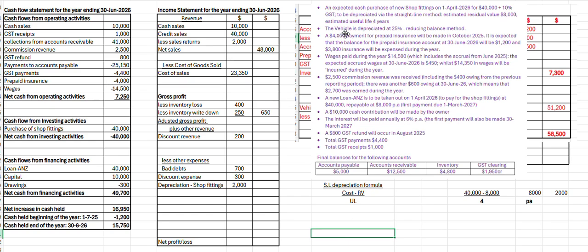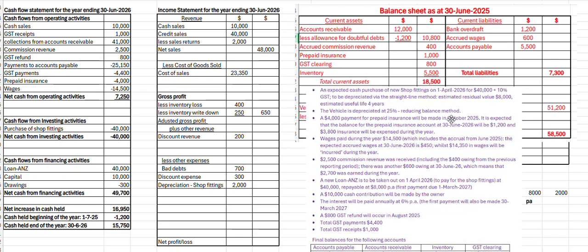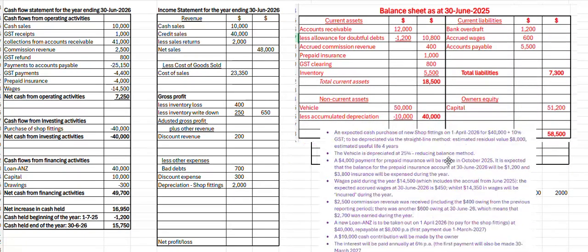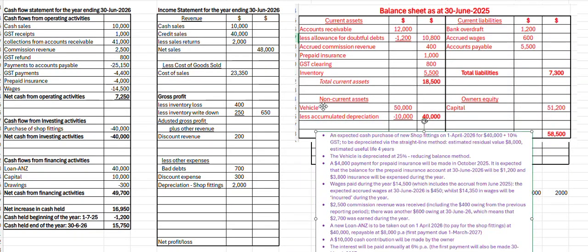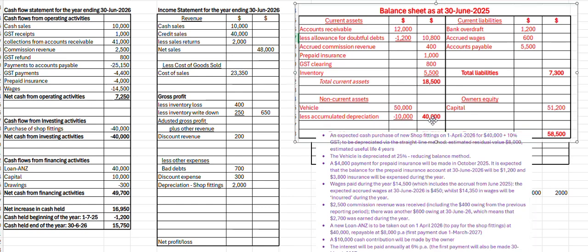Next point. The vehicle is depreciated at 25% reducing balance method. So now we need to look at our NCAs in our balance sheet. And if you look at our vehicle, less our accumulated depreciation, our carrying value is 40K. So let's just use the magic of Excel here, depreciation on the vehicle in our other expenses, and we're just going to type in equals our carrying value, which is 40. We're using the reducing balance method, and we're going to multiply that. We've had it all year by our reducing balance percentage, 0.25, 25%.